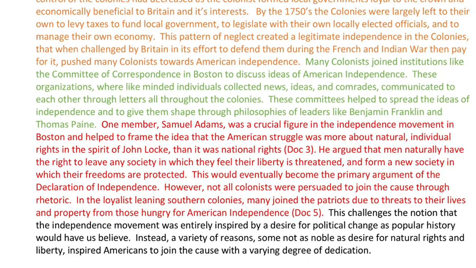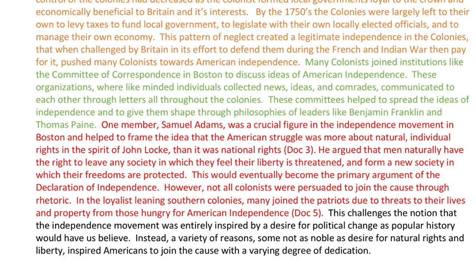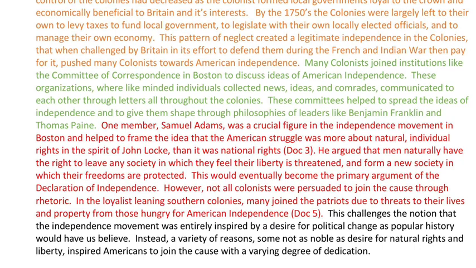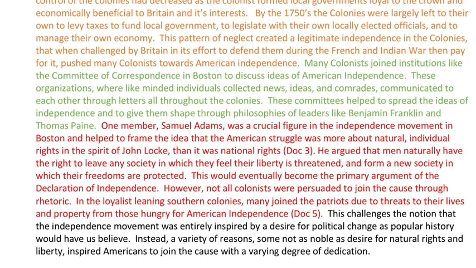It doesn't necessarily directly talk about salutary neglect, but it talks about the fact that salutary neglect ended and people started to take notice. And some of these people formed these organizations like the Committee of Correspondence who start arguing against what the British are doing, as I established in my contextualization sentences.